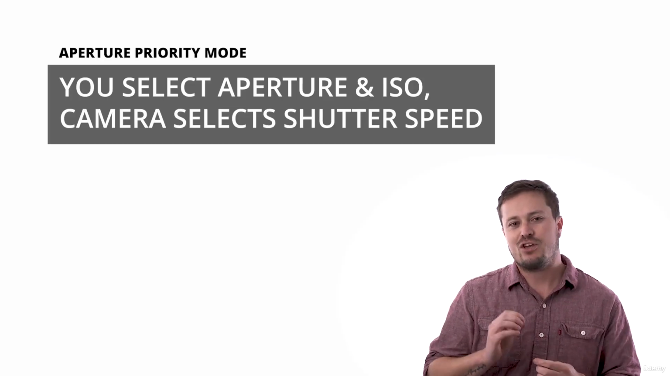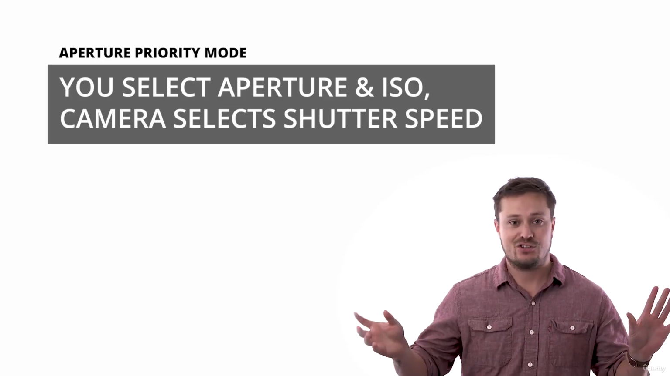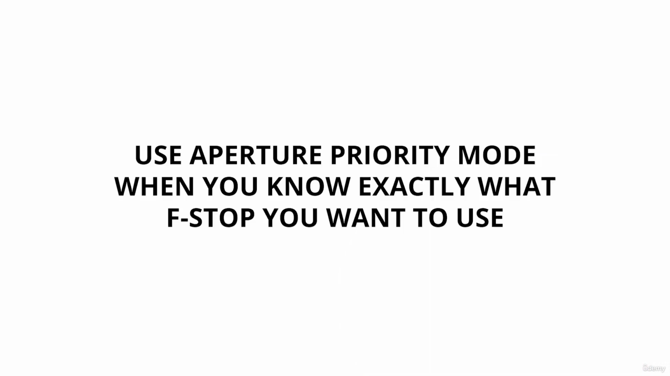Aperture priority. This mode allows you to pick your aperture, and then the camera decides the shutter for the optimal exposure setting. I like this mode when I know exactly what f-stop I want to shoot, and I have no time to select my shutter. For example, if you want a specific depth of field with a specific f-stop, but you don't really care about the shutter speed, you would use this mode. Let's check out this demo and I'll show you how to do it.